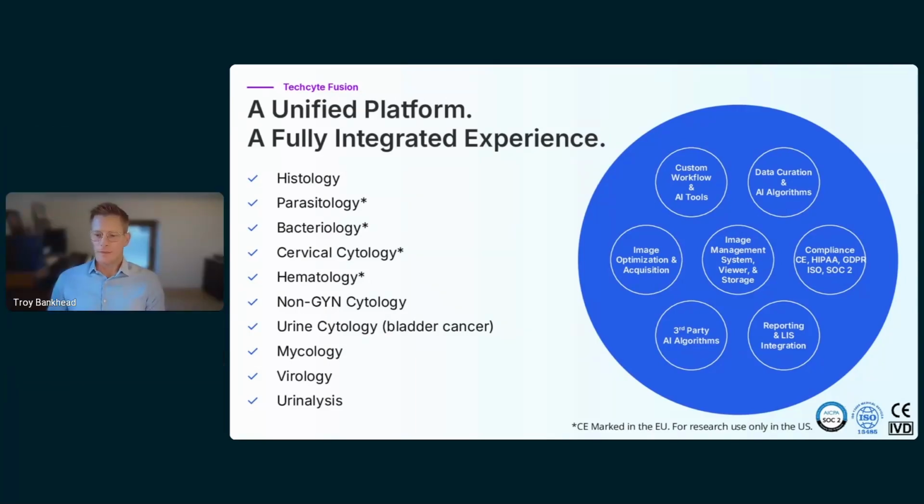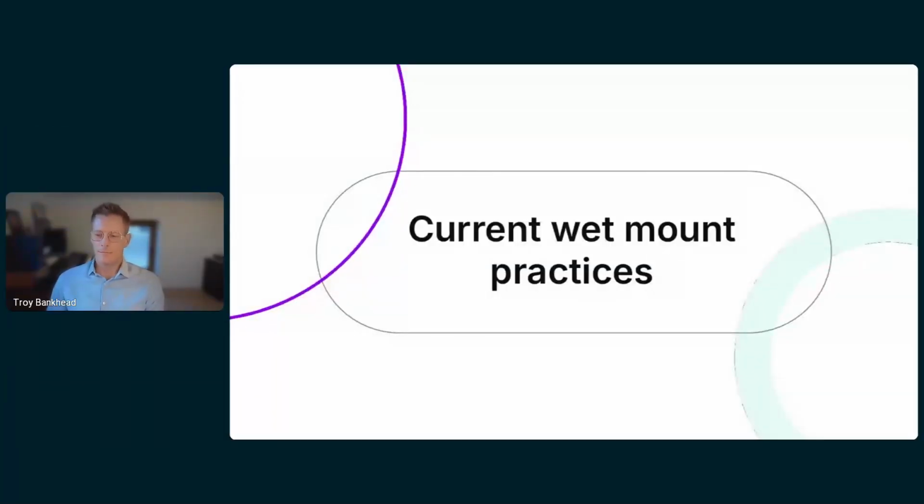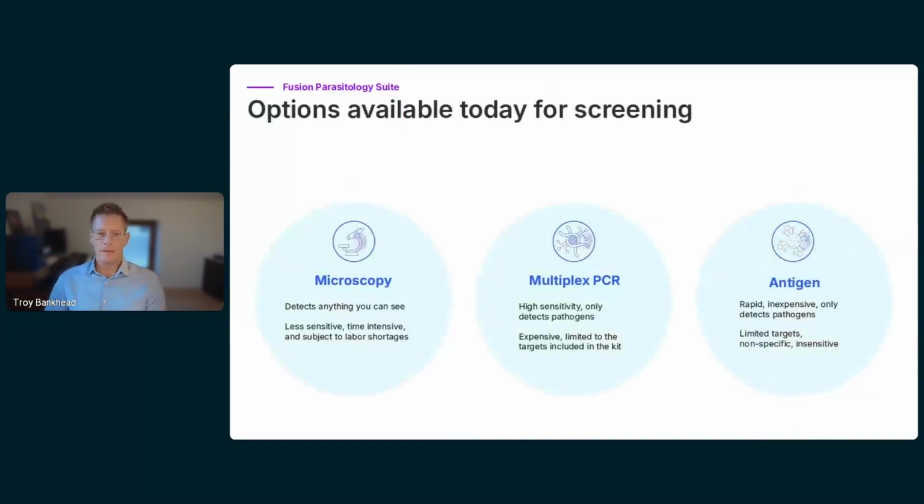Thanks, Jacob. Appreciate that. Today in microbiology labs, there are 3 main methods for screening parasitology. The first is microscopy, which has the advantage of being able to detect anything that the operator sees. But depending on the operator, they can be less sensitive. They're definitely time intensive, and they're subject to labor shortages. You also have multiplex PCR, which has high sensitivity, but only detects the pathogens that happen to be included in the assay that you're using.